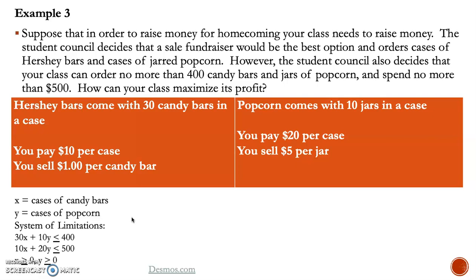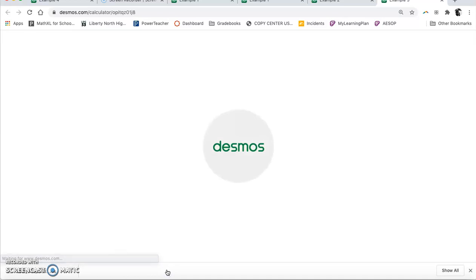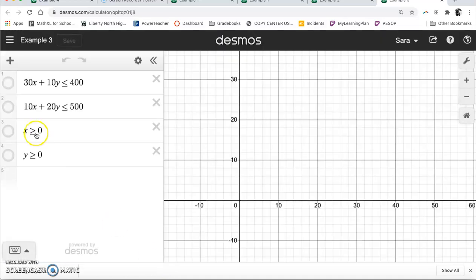And then just some common sense limitations: each of these numbers of cases should be greater than or equal to 0. So now here's our profit equation. We're going to make $20 per case for Hershey bars and $30 per case of popcorn. And then we want to graph our inequalities. So we'll do that on Desmos.